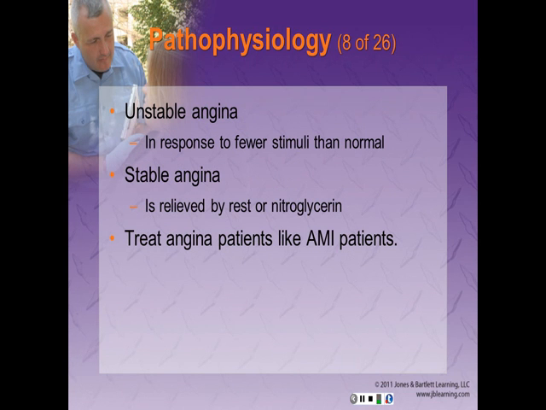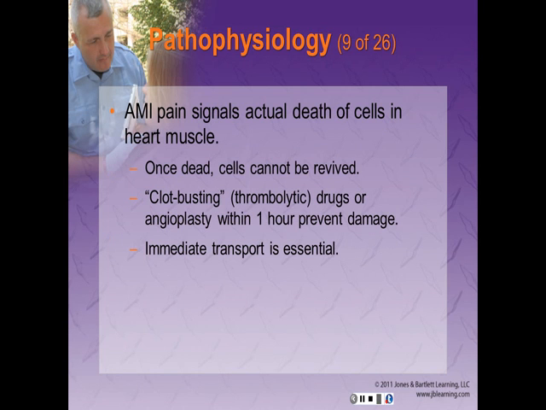Unstable angina occurs in response to fewer stimuli than ordinarily required to produce angina. Stable angina responds to rest or nitroglycerin, and there is a skill drill sheet for this because as an EMT you can help administer a patient's own nitroglycerin. Any patient that's experiencing chest pain should always be treated as if they are having an MI.